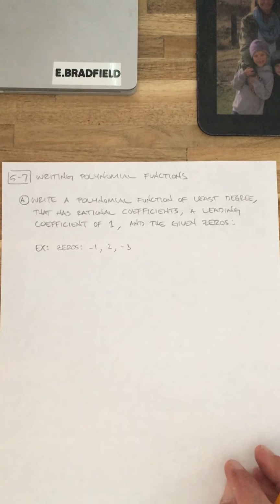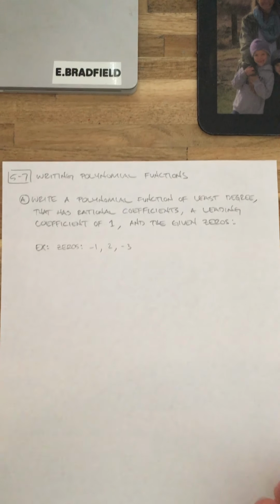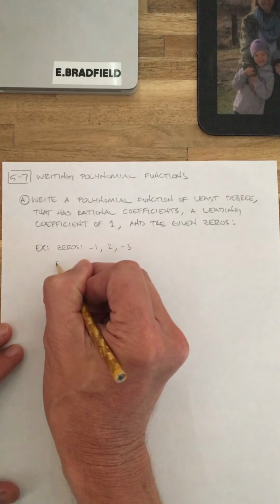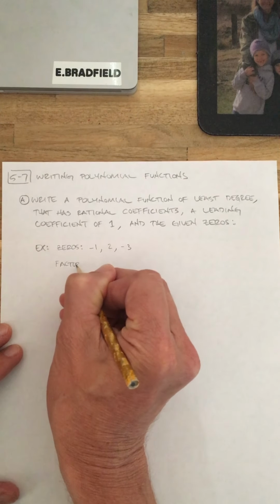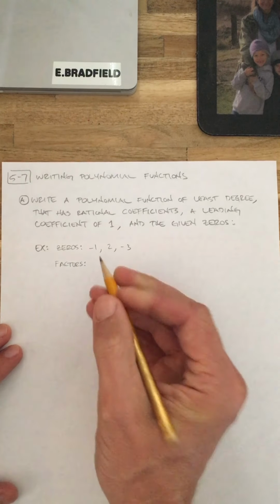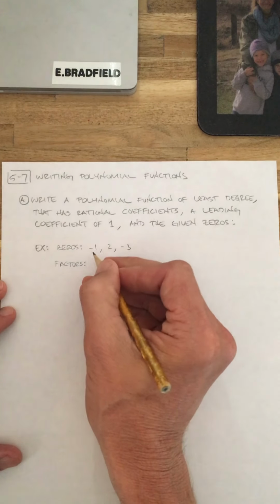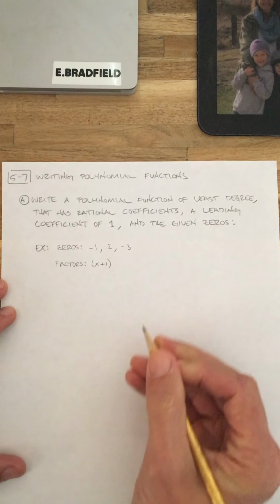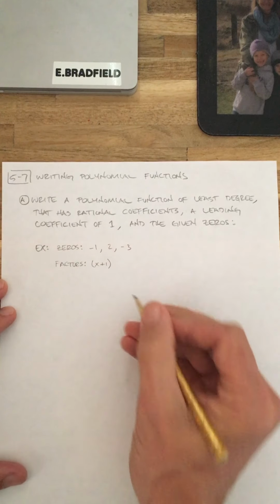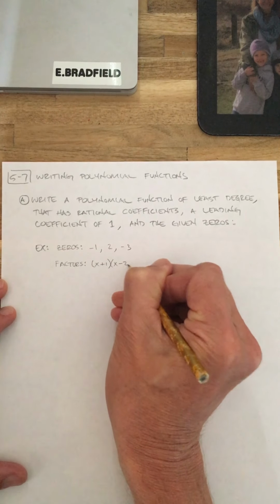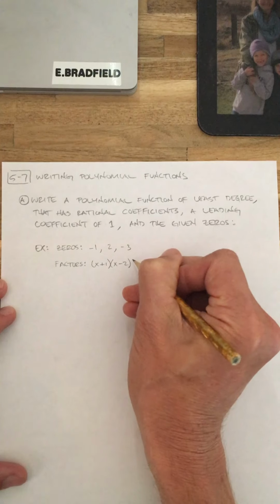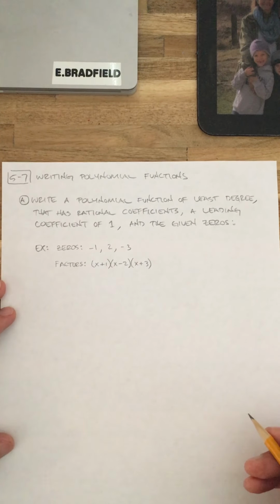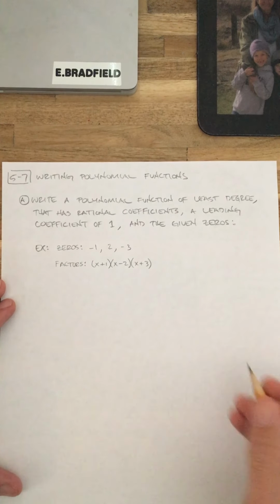Remember last time we talked, I told you needed to know the difference between zeros and factors. So if these are my zeros, then what are my factors? Well, if negative 1 is a zero, then one of my factors is x plus 1. If 2 is a zero, then I know my factor is x minus 2. And if negative 3 is a zero, you guessed it, x plus 3. So now all we have to do is multiply those together.